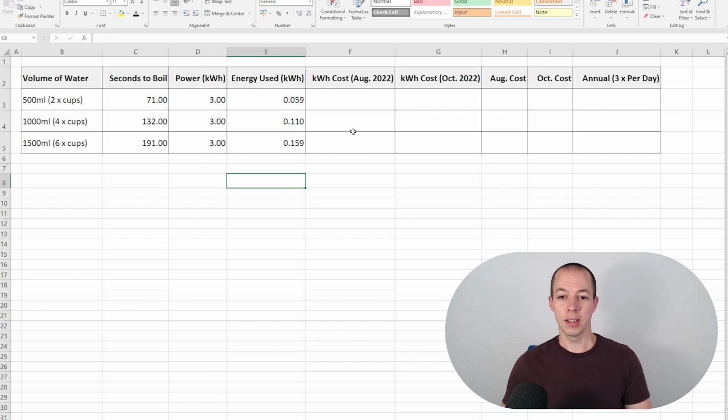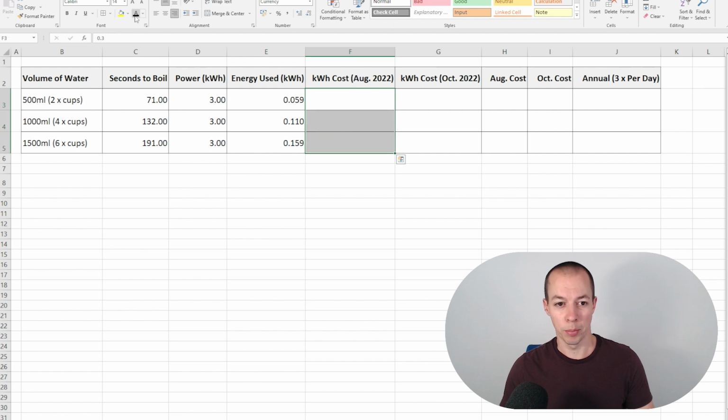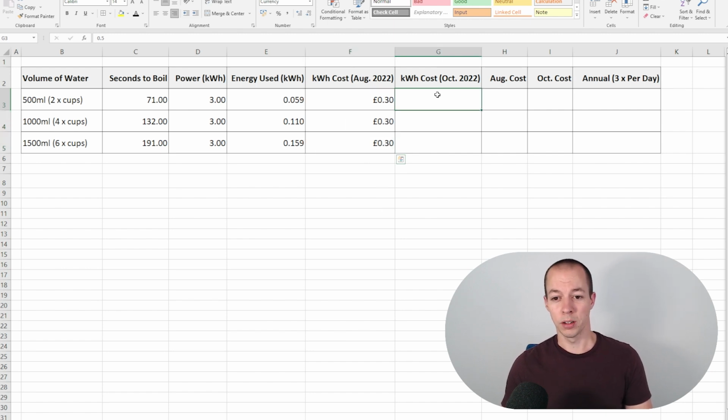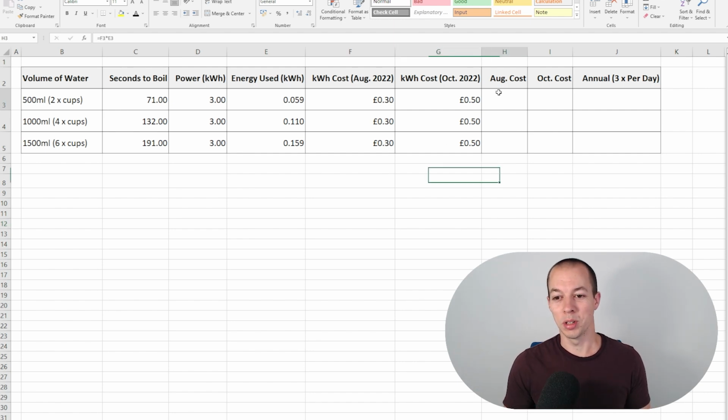So based on the current cost, which is August 2022, so this is the current energy price cap that pretty much everyone in the UK is currently paying for the electric, that is around 30p per kilowatt hour. Now in October, the price cap is expected to raise again. We're going to find out in a few days exactly what that is, but my predicted one is around about 50p per kilowatt hour for electricity. But come the spring, this could be even higher.